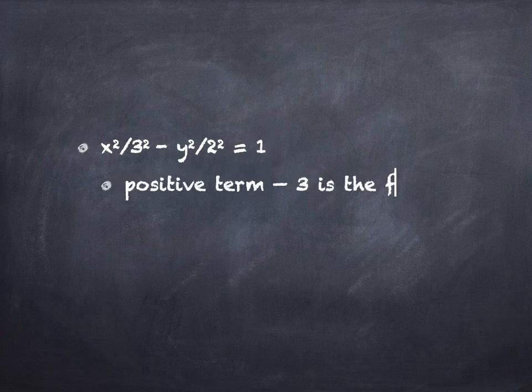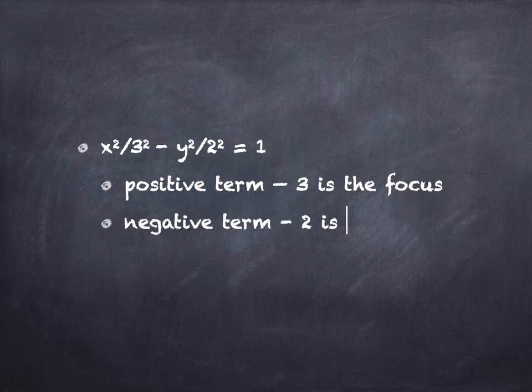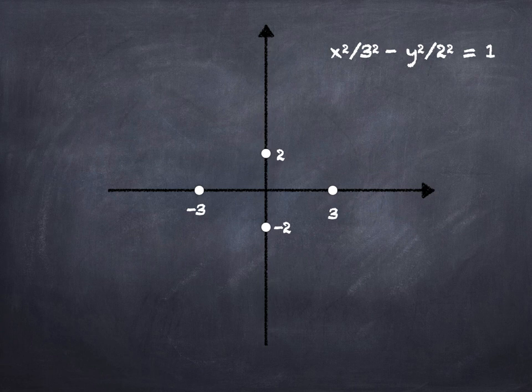Okay, so we're going to do x squared over 3 squared minus y squared over 2 squared equals 1. The positive term is 3, so that's the focus. The negative term is 2, so that's the pseudo-focus. Now, obviously, if they had 9 and 4, you have to know that 9 is 3 squared and 4 is 2 squared, but you guys can do that. So first thing we're going to do is put our foci and our pseudo-foci on our graph. That's 3 and negative 3 and 2 and negative 2. The 3's are our foci. The 2's are our pseudo-foci.